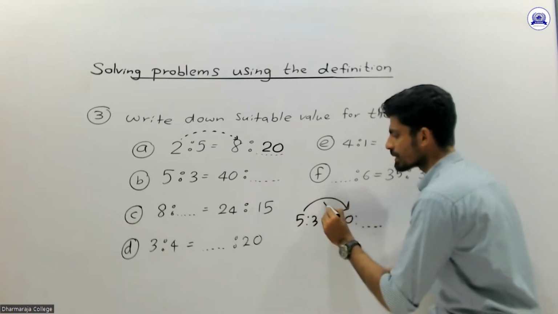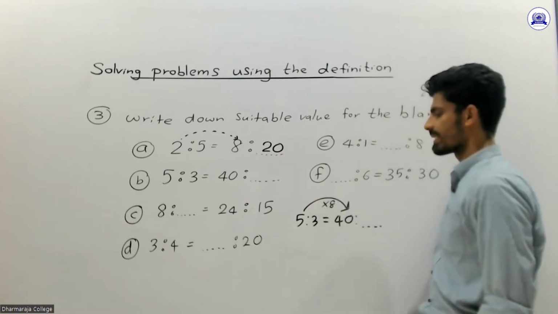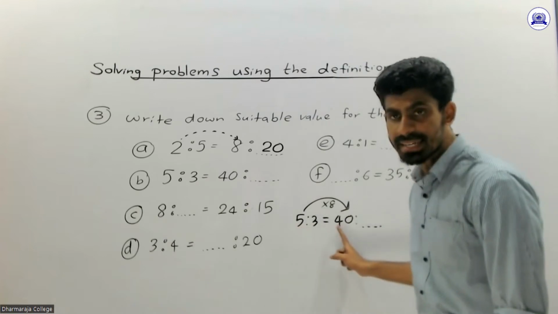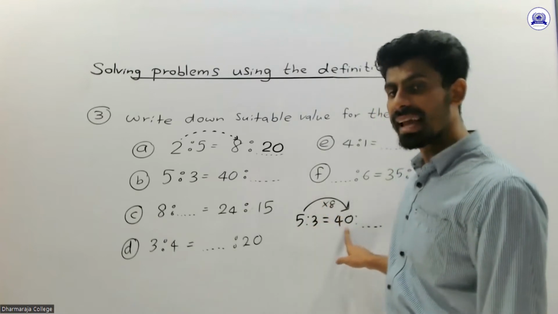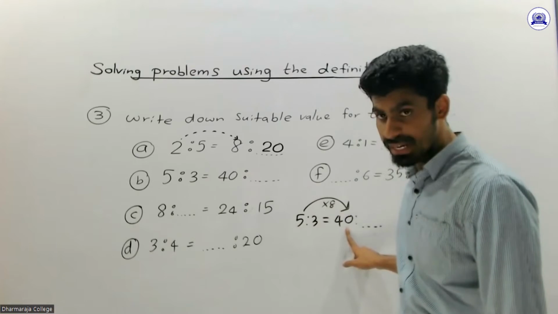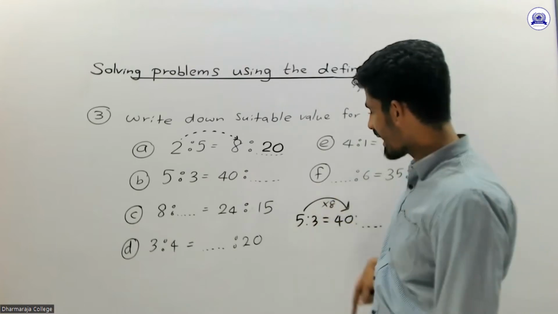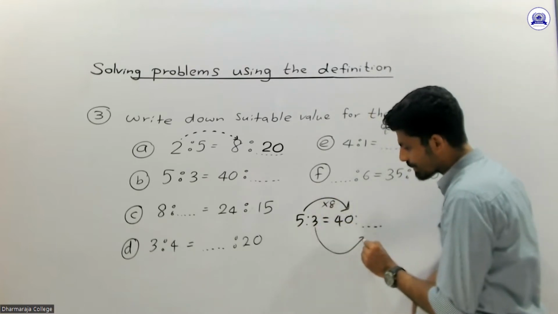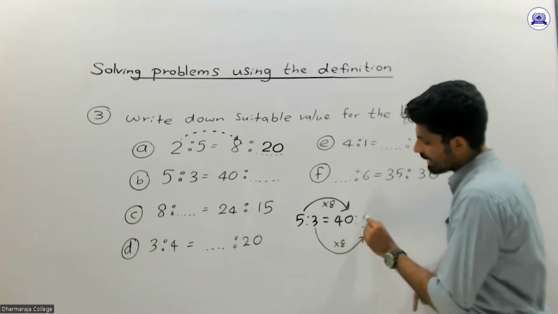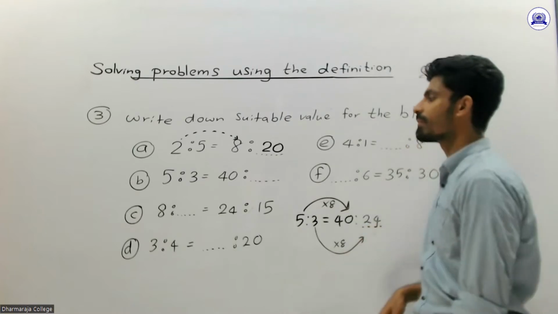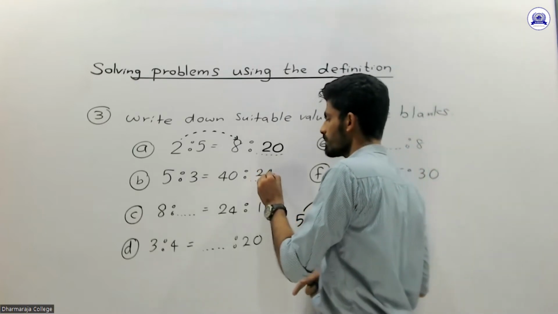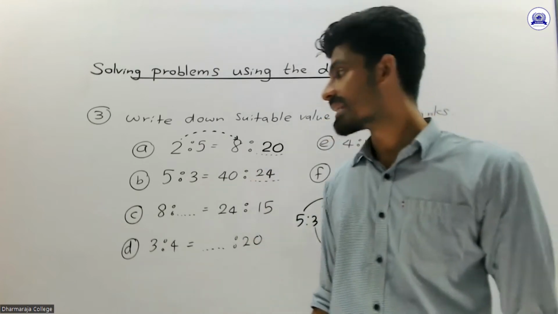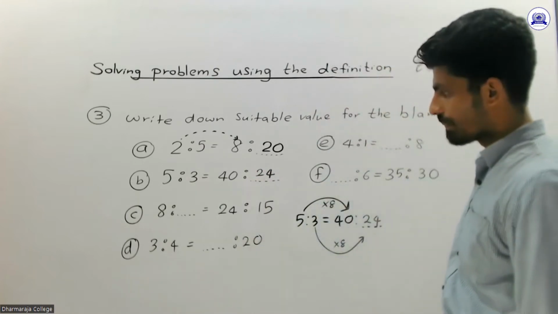540. That means you need to multiply by 8. 5, you need to multiply by 8 equals 40. That means you need to multiply 3 by 8. 3 into 8 equals 24.